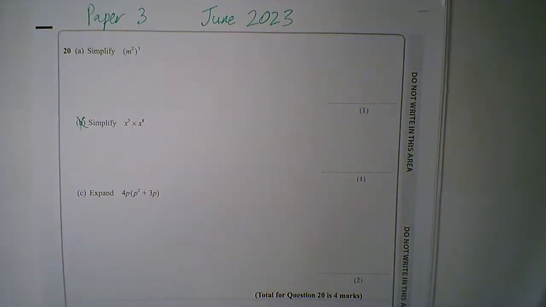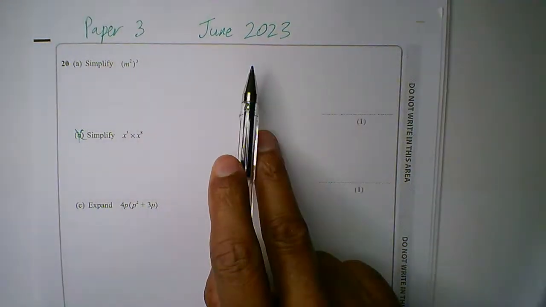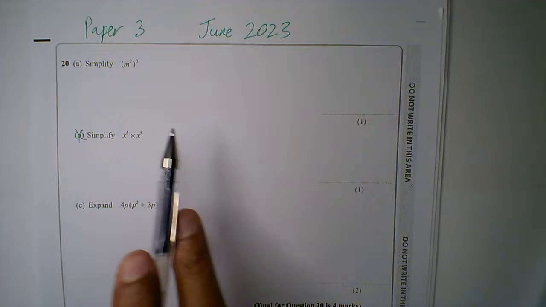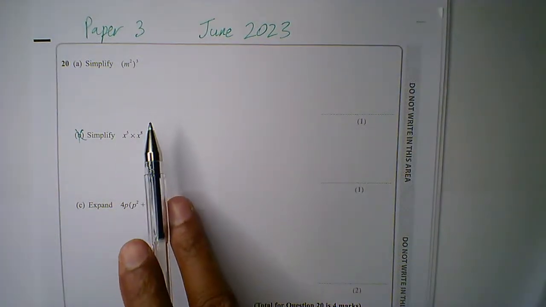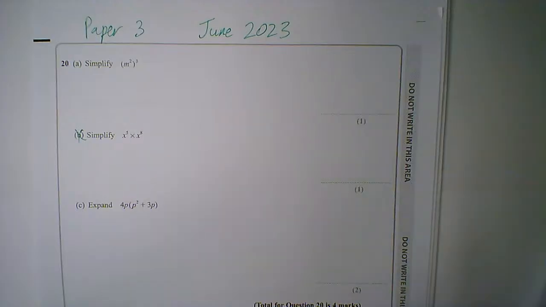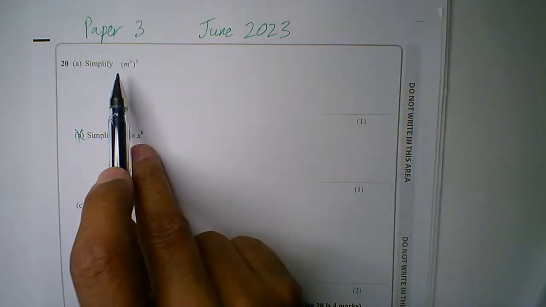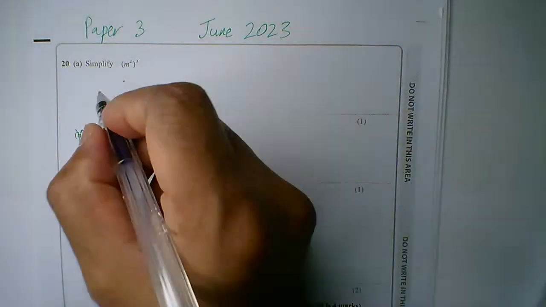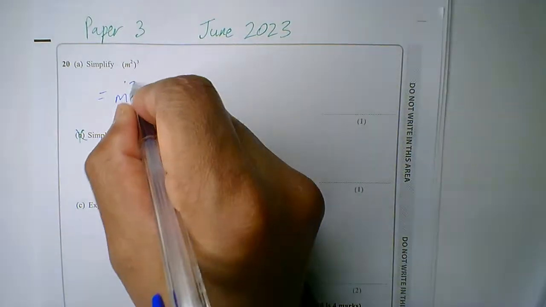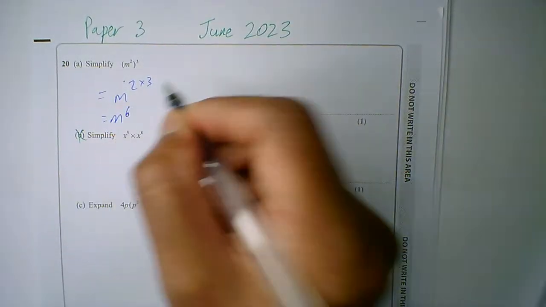Let's go to the next question. This is paper 3 of June 2023. If we look at this, we've got brackets here. So technically, this is not necessarily similar to what we've been doing before, but I'm just going to do it because it's there. So this is saying m squared to the power 3. So we have a power of a power, and for a power of a power we multiply. So 2 times 3 gives us m to the power 6.